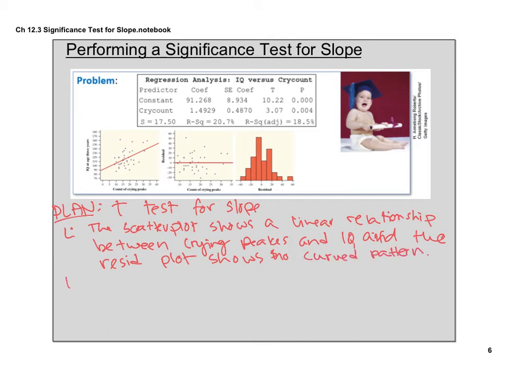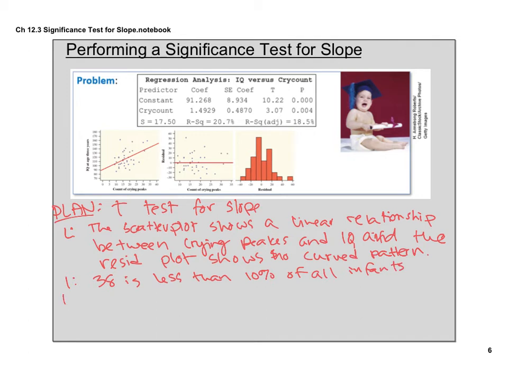Hopefully I can fit my other ones on here. This is not a big box and there's a lot of conditions here. So independent, this is a sample, so I need to address the 10%. 38 is less than 10% of all infants. True.